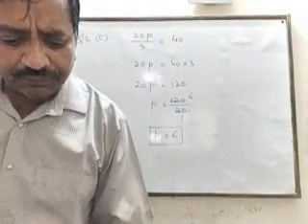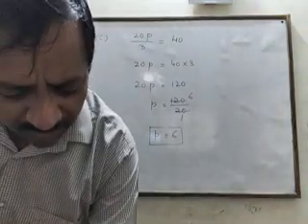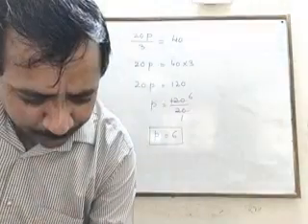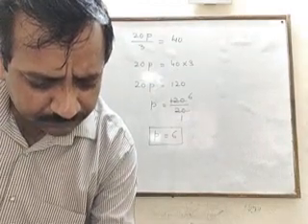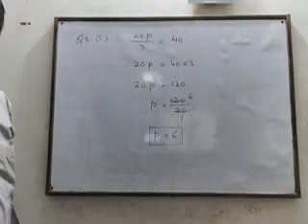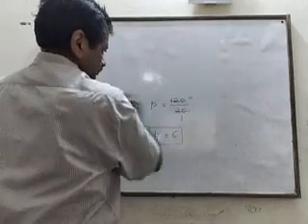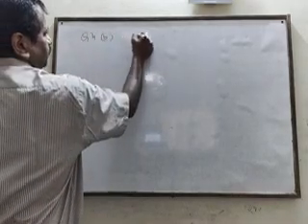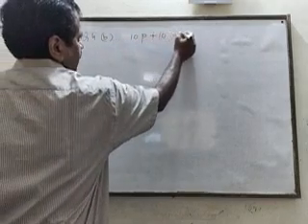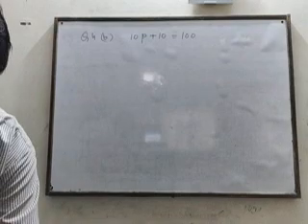Question number 4, that is the combination of 1, 2 and 3. So I am going to do any one part of this question. Like B part, 10p plus 10 equal to 100.